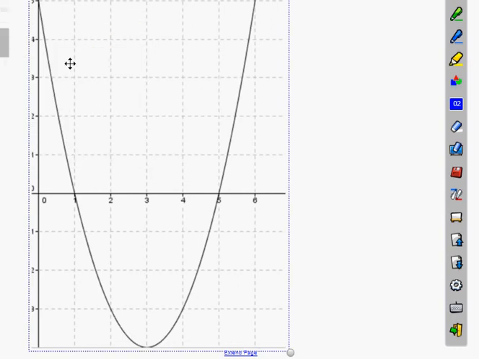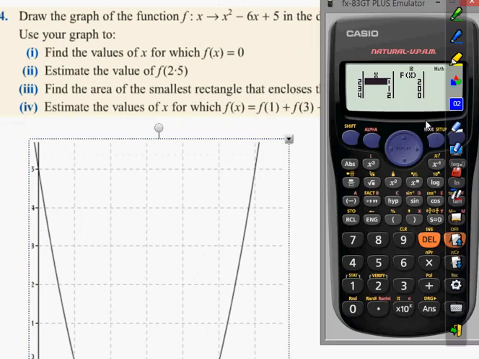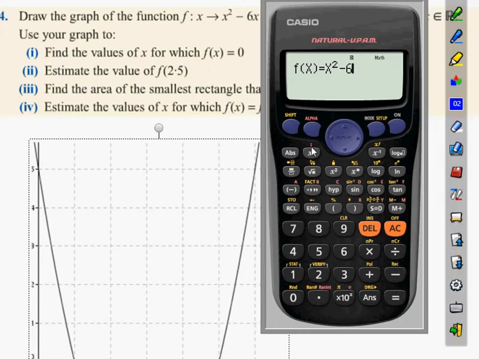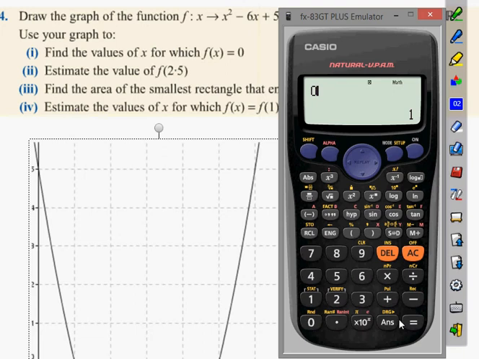Here's question 4. It says draw this function here. To draw this function, you're going to go to your calculator, go to the table function, and enter in x squared, we already know most of this already, then minus 6x plus 5. Then you're going to start at 0, end at 6, with a step of 1. Now here's your points.